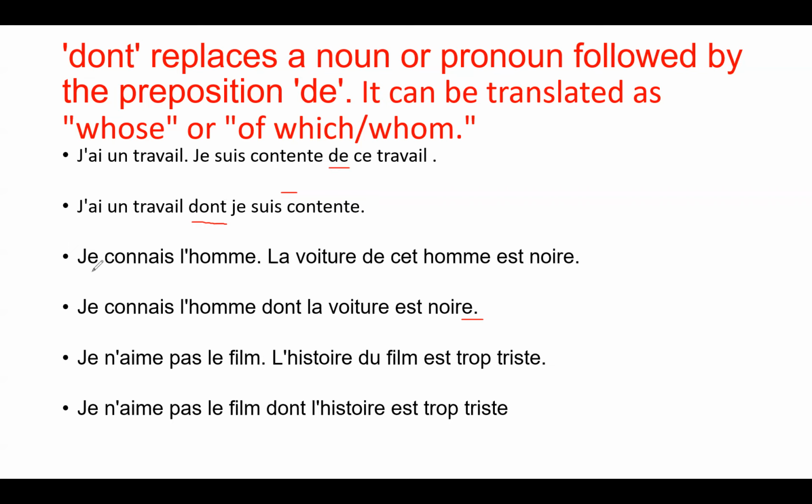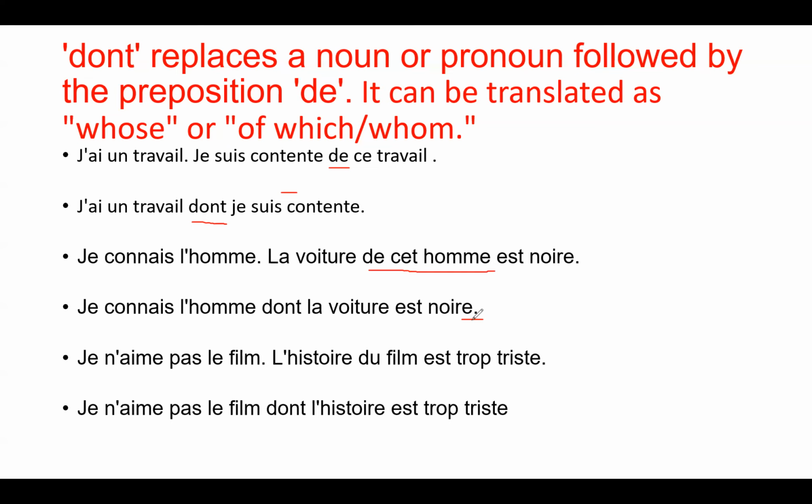Now let's see the second example. Je connais l'homme, la voiture de cet homme est noire. So I know the man, the car of this man is black. So here, je connais l'homme dont la voiture est noire. Here, de cet homme will be replaced with dont. Like it's followed by a preposition, so we'll replace with dont. I know the man whose car is black.